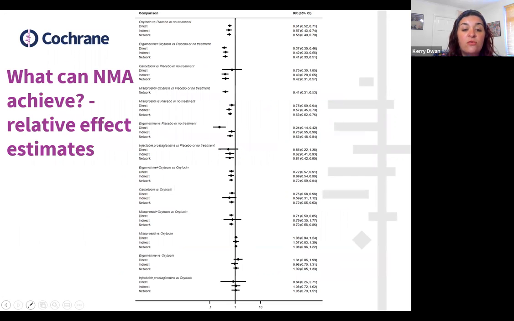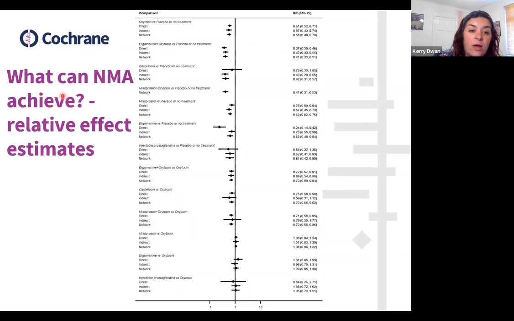This is the way the Uterotonics review presented the results. You can see here they've got the different interventions. So here we've got oxytocin versus placebo or no treatment, and they give you the direct estimate, the indirect estimate, and the network estimate as well. We have those on the forest plot, and the risk ratios presented with their confidence intervals. And they've done that for all of the different comparisons in the network meta-analysis.